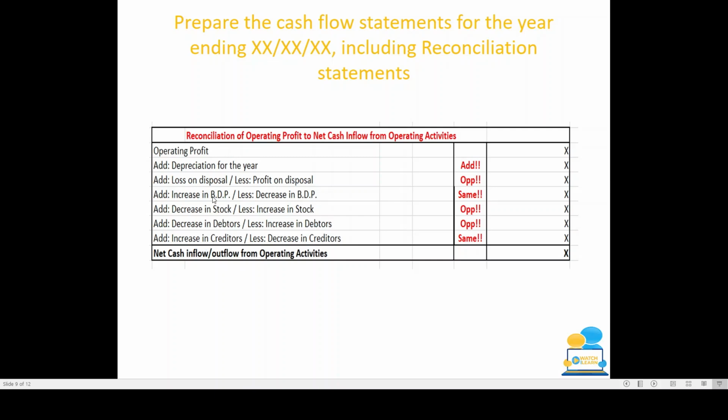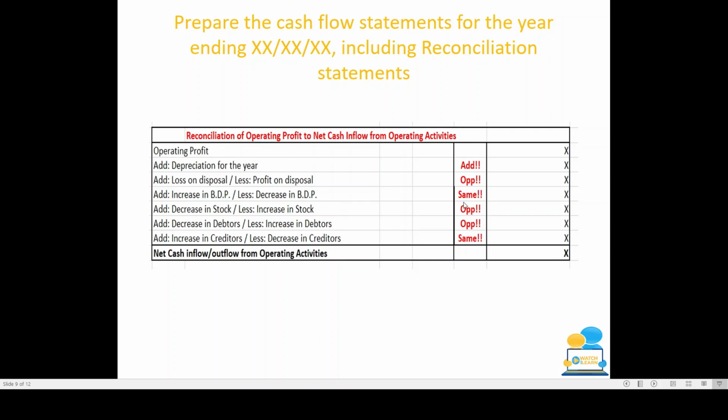Then for some of these here, the loss on disposal, increase in bad debt provision, decrease in stock, for profit or loss on disposal, increase or decrease in bad debt provision, stock, debtors and creditors, we will add or take away depending on which they are. So if we look at the disposal first of all, it's kind of the opposite of what you think. If it's a loss, I would add it on, and if it's a profit, I would take it away. It's just an easy way to remember what to do.